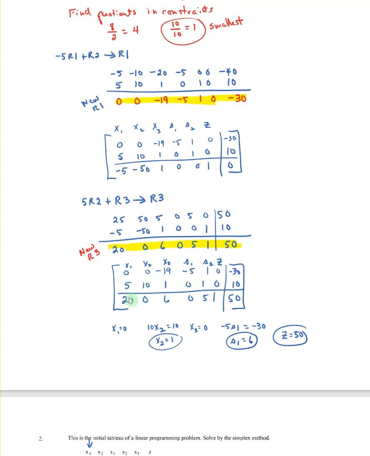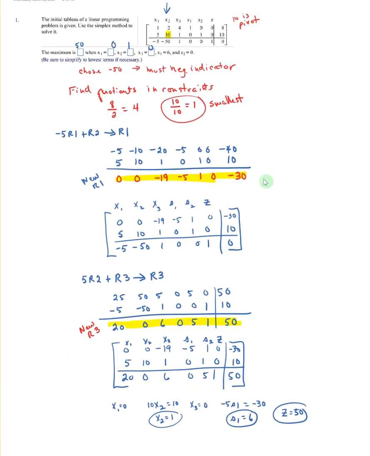But here we've got 2 numbers, so x1 is 0. Here we have a 10 and we have a 10 here, so 10x2 equals 10. That means x2 is 1. Here we don't have any zeros, x3 is going to be 0. Here we have 2 zeros and we have a number, so we're going to have an s1. Negative 5 s1 equals negative 30. Write that down, solve it, you get s1 is 6. And then you have 2 zeros and a 1 here, so 1z is 50, and you have solved what you needed to solve for this.